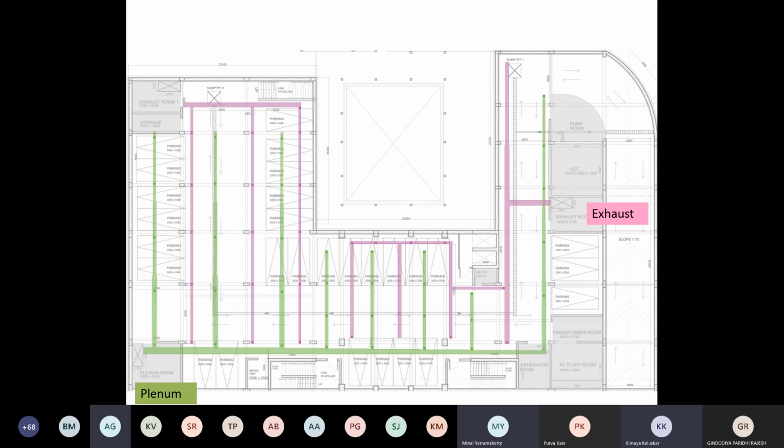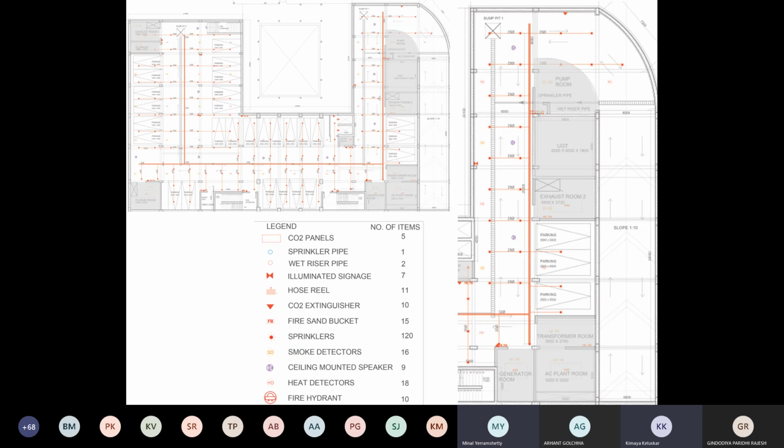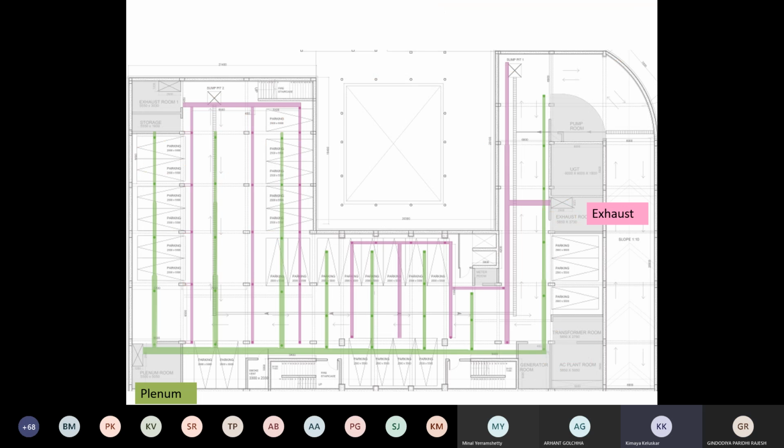ठीक है, if you exit full screen, then we can see. Now can you see? No, we can't see the cursor. Okay, no problem, guys. No problem.